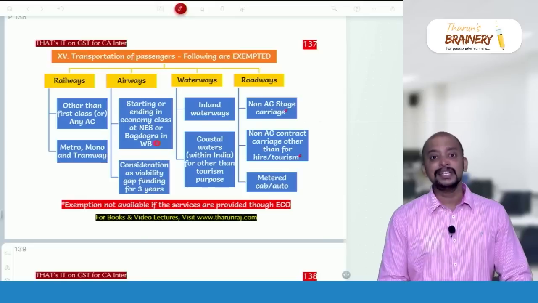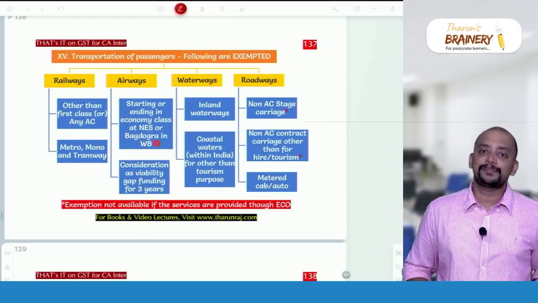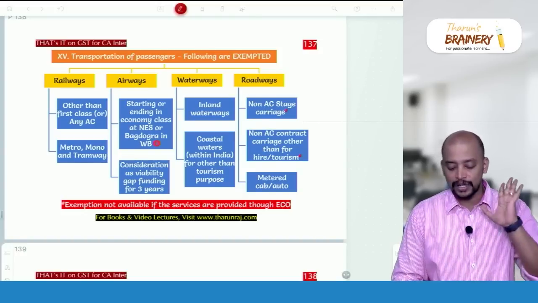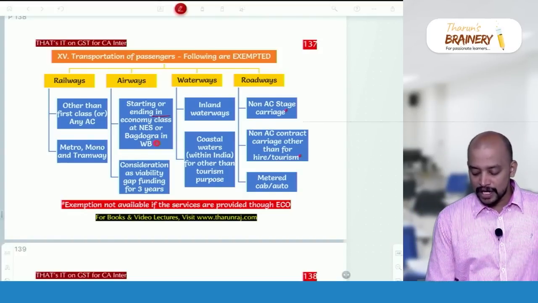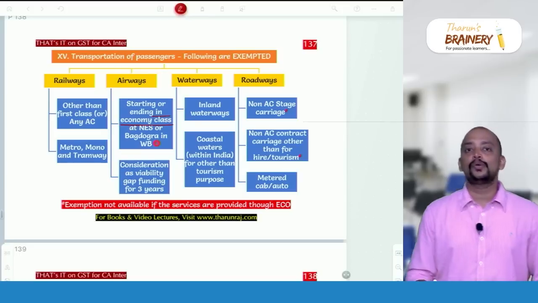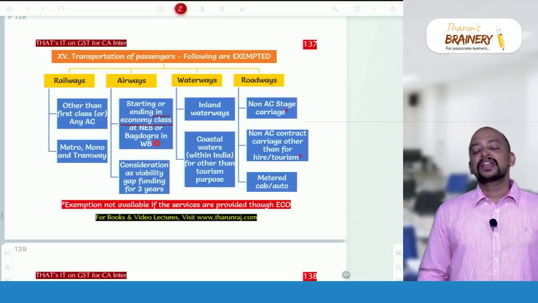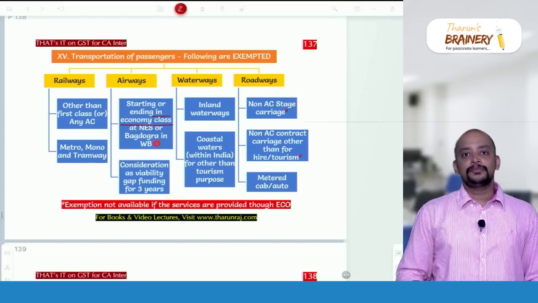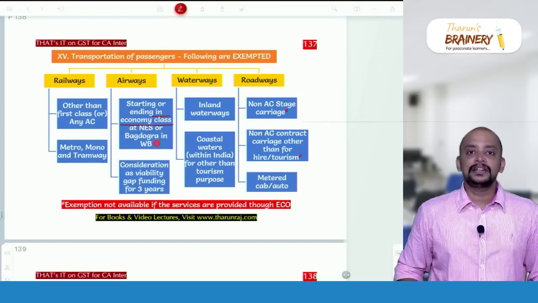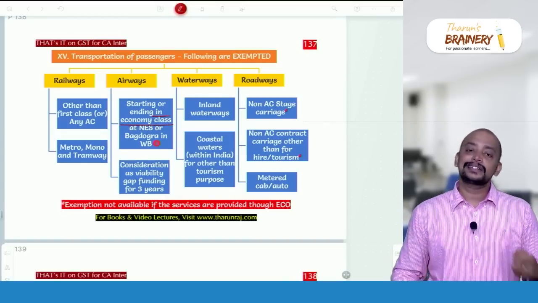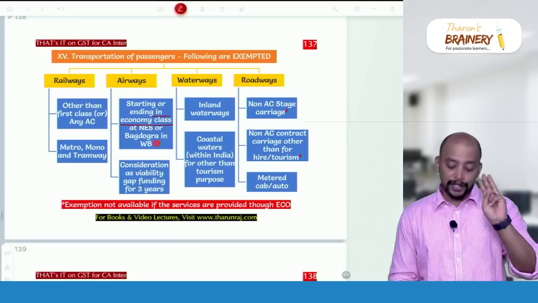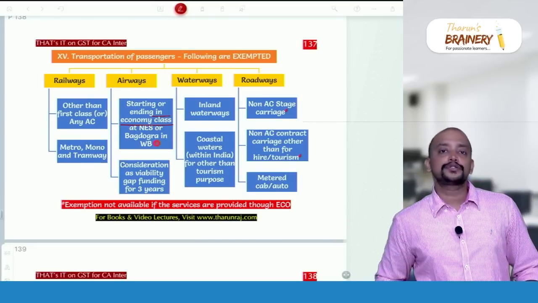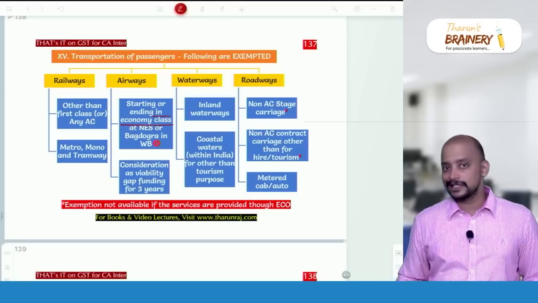Then in case of airways, if the starting point or ending point of the passenger is in northeastern states or Bagdogra in West Bengal, but remember, only in economy class. Previously it was exempted in economy class or business class, but now only in economy class. Then consideration received by Indian airlines, like an airline company, from the government as viability gap funding will be exempted for a period of 3 years from the date of commencement of their operations. Then in case of waterways, also two exemptions are there, that is, inland waterways is exempted.